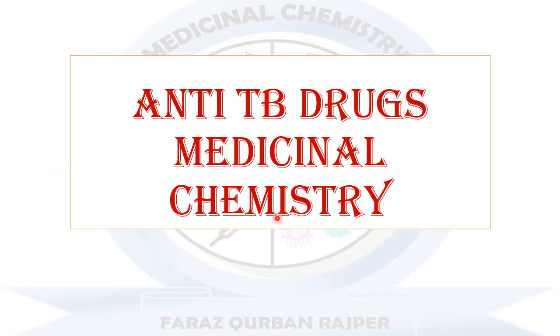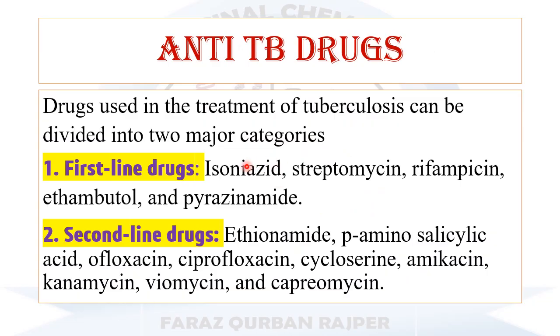Now let's start with the different types of drugs that are used in the treatment of TB. Starting from the very basic, there are different types of drugs useful in the treatment of TB, and they can be mainly classified in two categories. Some are first line drugs, some are second line drugs. The first line drugs include isoniazid, streptomycin, rifampicin, ethambutol, and pyrazinamide. The second line drugs for treatment of TB include ethionamide, para-aminosalicylic acid, ofloxacin, ciprofloxacin, cycloserine, amikacin, kanamycin, viomycin, and capreomycin. Mainly this includes the fluoroquinolone antibiotics.